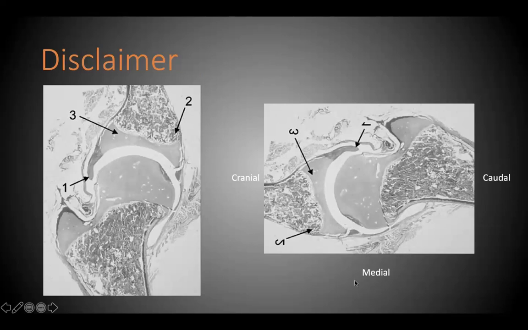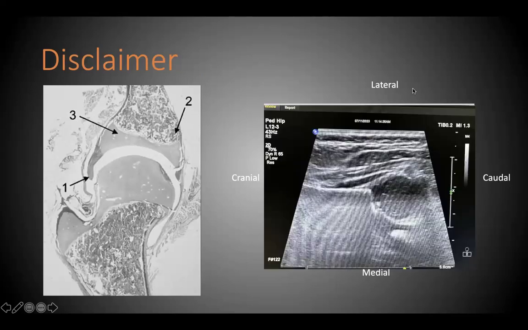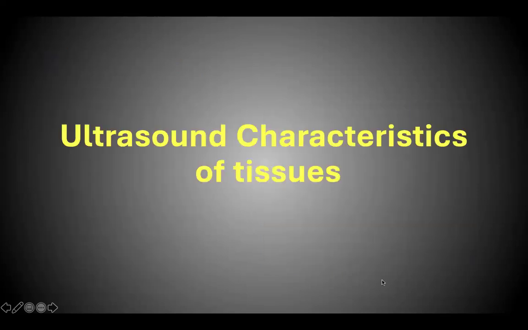The medial portion will be on the inferior part, and the lateral portion will be at the top of the screen. So this is how the orientation will be. Ilium on the left side, femoral head on the right side. The greater trochanter, or the superficial structures, the lateral side, will be on the top of the screen, and the deeper structures will be on the lower part of the screen.